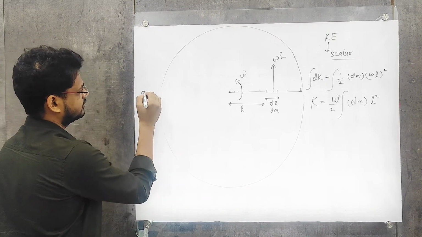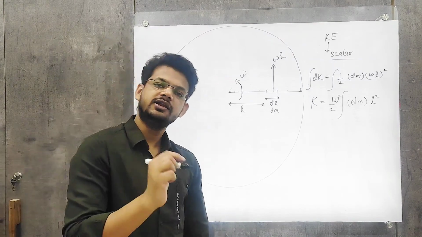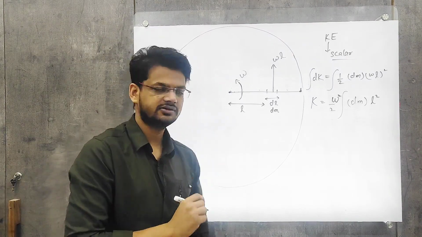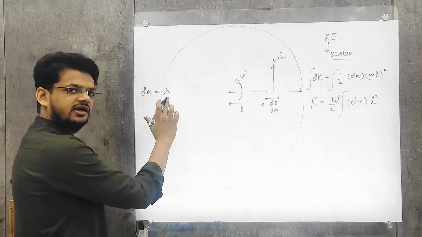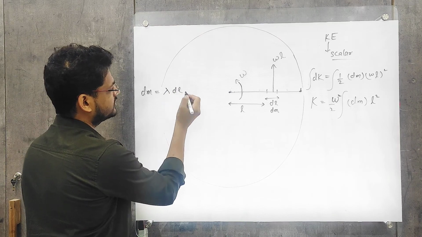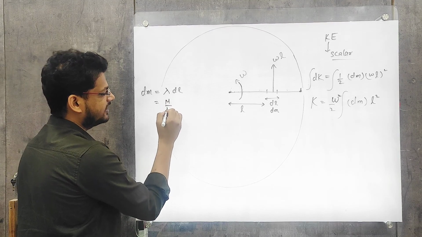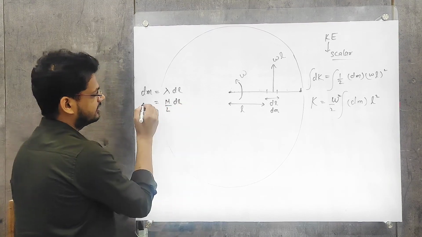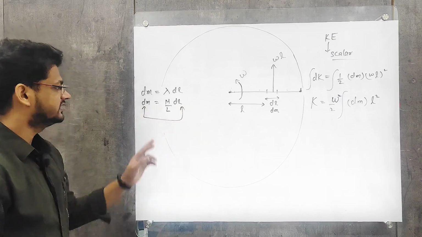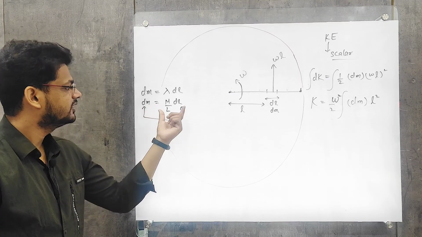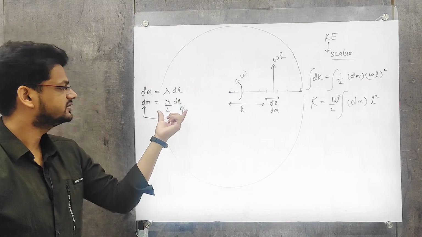Let me draw it here. What is dm? dm can be written as simply linear mass density into the length. What is linear mass density? Total mass by total length, represented by lambda. So dm is lambda into dl. Now what is lambda? Linear mass density will be m by l, and dl. So what we got is the relation between dm and dl, that is the representation of dm in terms of dl. So I will replace this dm with this term here.